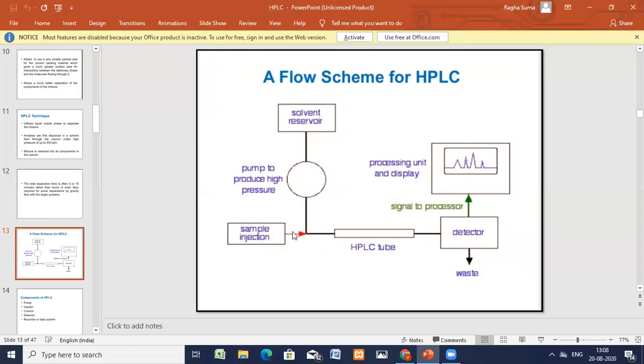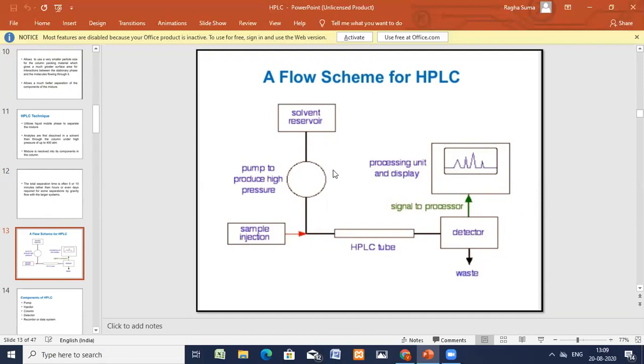As you inject the sample, the solvent flows with high pressure and thereby comes into the HPLC column. Immediately in this column, the separation of the components takes place, and then it is detected in the processing unit. You get the processed signal and it is displayed here. Whatever waste is there will go out. Okay.